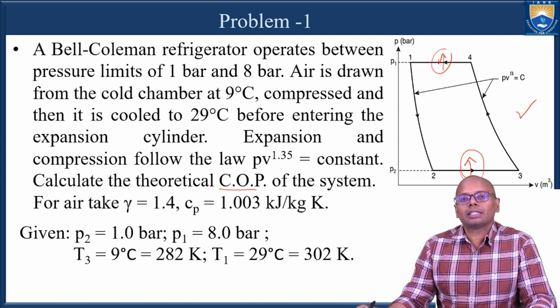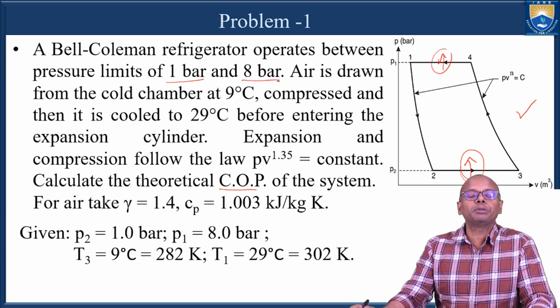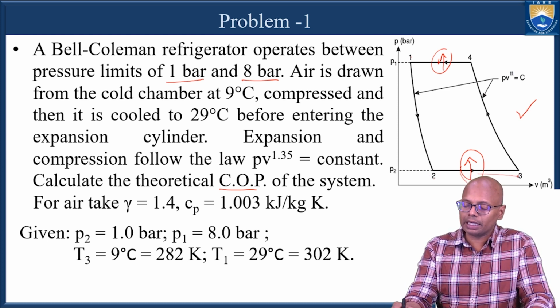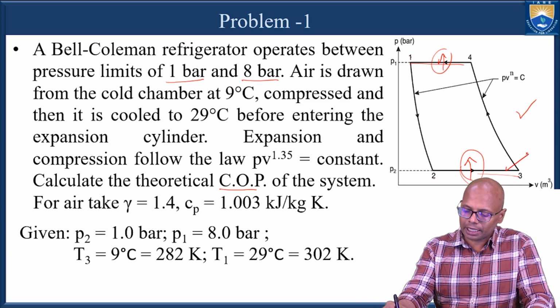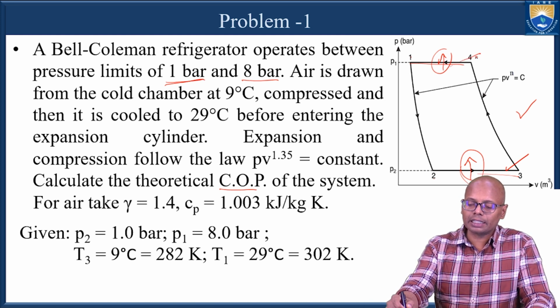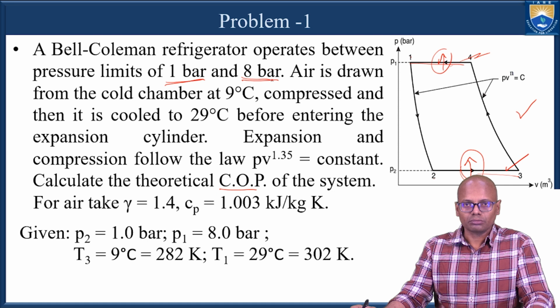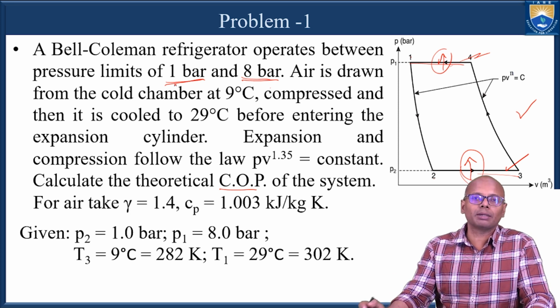Now, what are the pressure limits that are being talked about here? One is 1 bar and the other is 8 bar. As we have already discussed, the heat absorption and heat rejection happen at constant pressure. So the pressure at which the refrigeration is happening is the low pressure, that is 1 bar, and the pressure at which the heat rejection is happening to the surroundings is the high pressure, that is 8 bar. So P1 is 8 bar, P2 is 1 bar. So this is about the pressures.